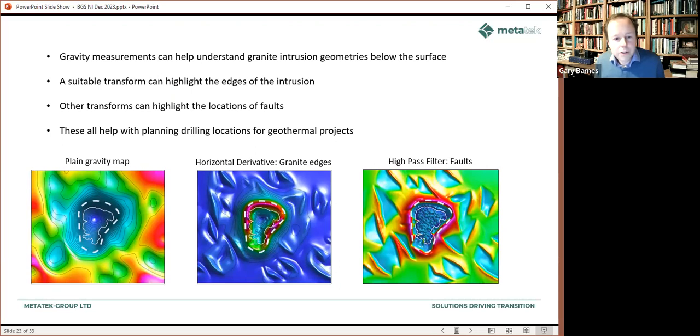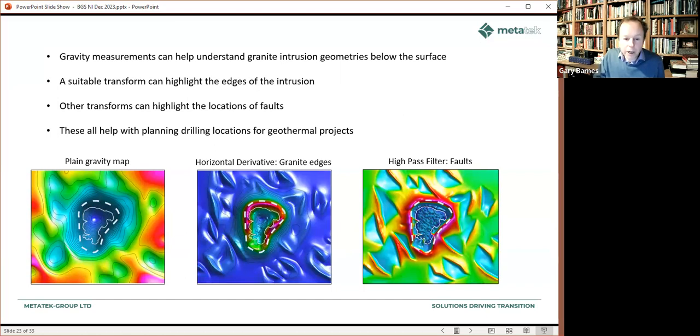So what this has shown is that gravity measurements can really help understand these granite intrusion geometries below the surface. You really have to apply various transformations and filters to the data to bring out all the information that's possible from these gravity grids. Just looking at the gravity map in isolation, just the plain gravity, doesn't really show you all the detail, it doesn't highlight the features of interest. You really have to start applying some transformations and some essential interpretation.